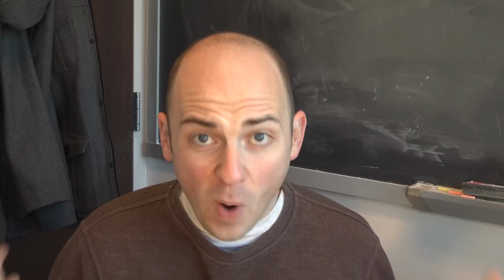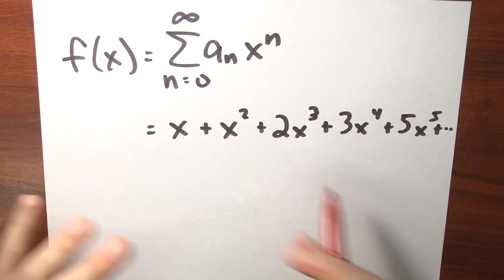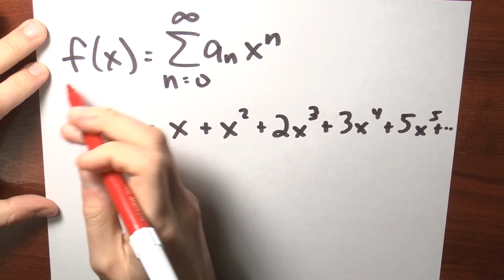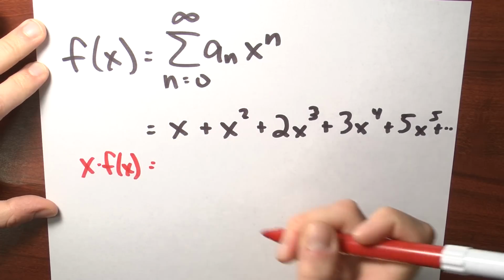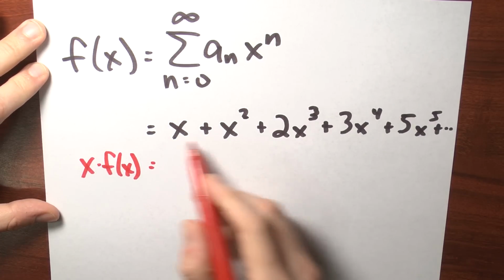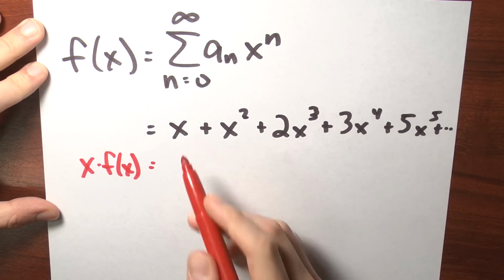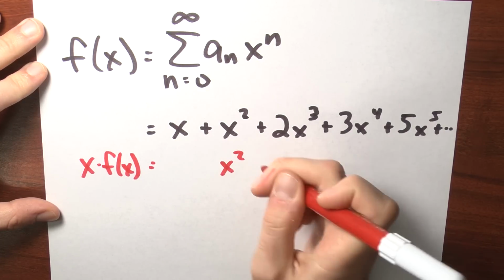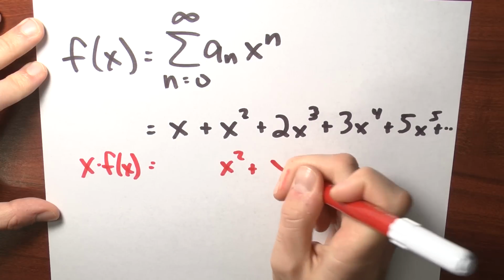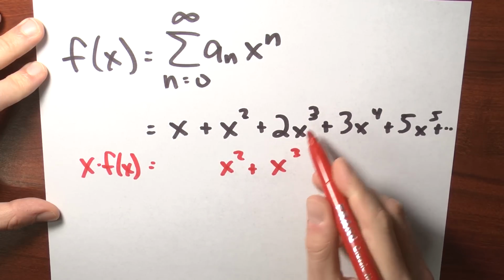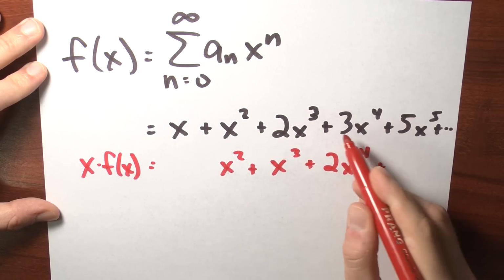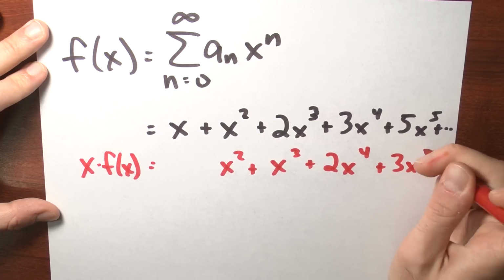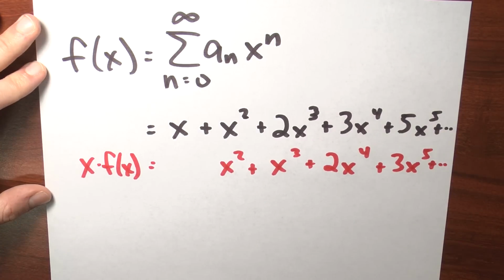Now I can set up an equation that f satisfies. Well, here's how it goes. I'm going to multiply f of x by x. So x times f of x is what? Well, if I multiply this by x, the x gives me an x squared. The x squared gives me an x cubed. The 2x cubed gives me a 2x to the fourth. The 3x to the fourth gives me a 3x to the fifth. And it would keep on going.